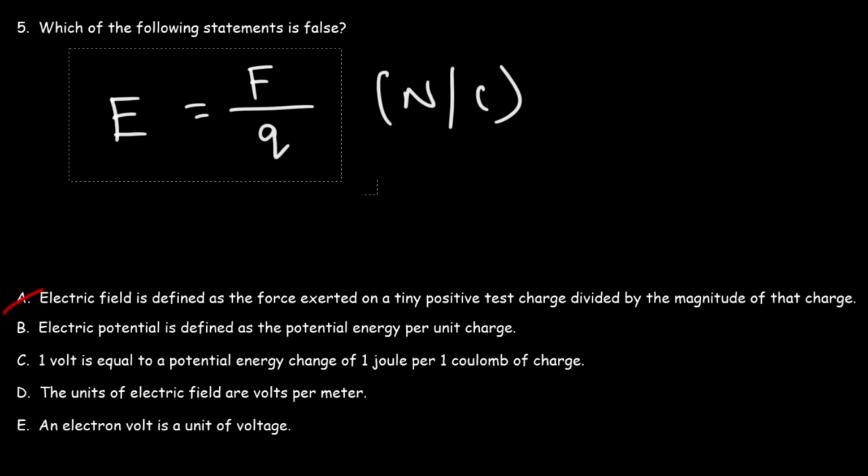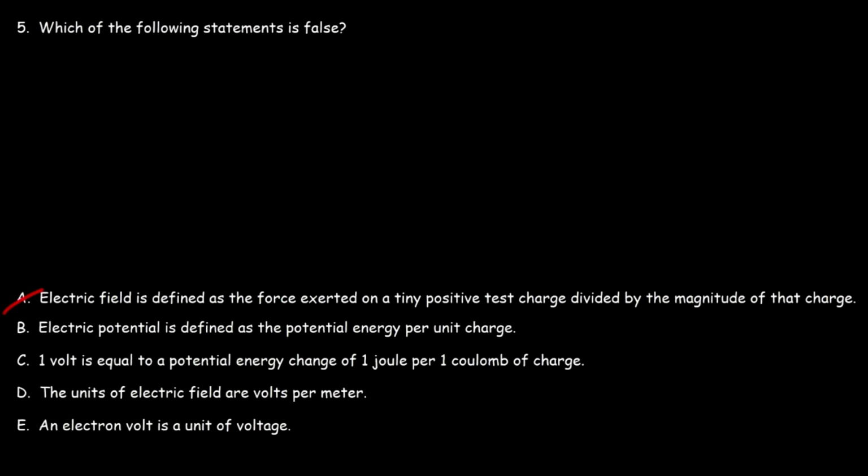Now what about B? Electric potential is defined as the potential energy per unit charge. Is that true? The formula for electric potential is V, and it is the ratio of the potential energy divided by the charge. B is a true statement.